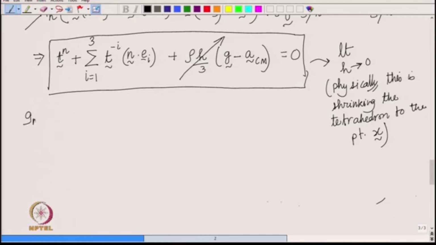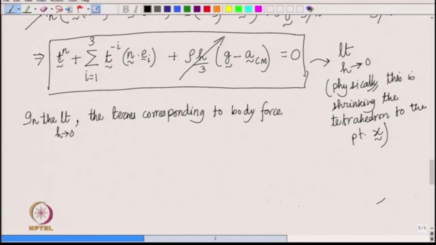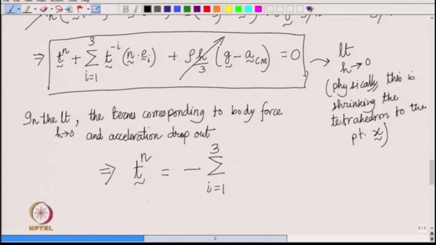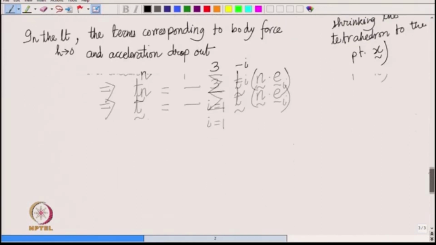So, that is really very interesting. So, I am going to write it: in the limit h going to 0, the terms corresponding to body force and acceleration drop out, and finally, what remains is a very nice formula that T n is equal to minus summation of i equal to 1 to 3 T minus i, n dot e i. Okay, there is this last step remaining here.